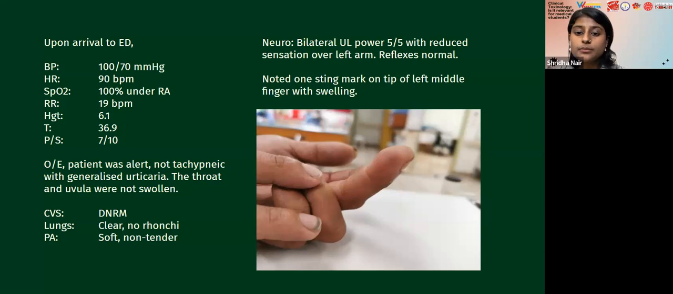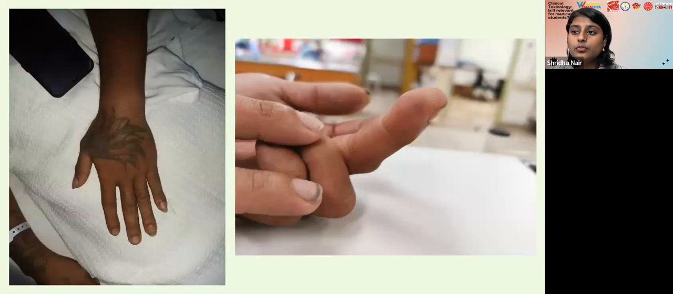You can see in the picture. In the next slide, this is his finger with a slight swelling on his left hand. And in the picture on the left, we can see that there is no other swelling noted on the rest of his palm or hand.